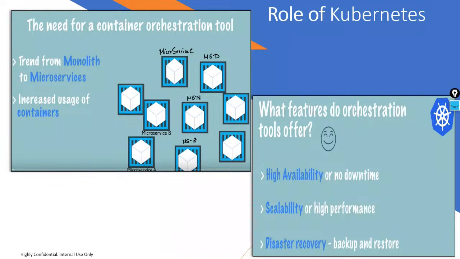So that is the need for container orchestration, because you have several microservices and you need to monitor the health. There may be a need for them, though they are loosely coupled, to be talking to each other in multiple ways. So how do we have a network architecture enabled between them? All these things are the question of Kubernetes. So what features does an orchestration tool provide? High availability or no downtime. That is very, very important.